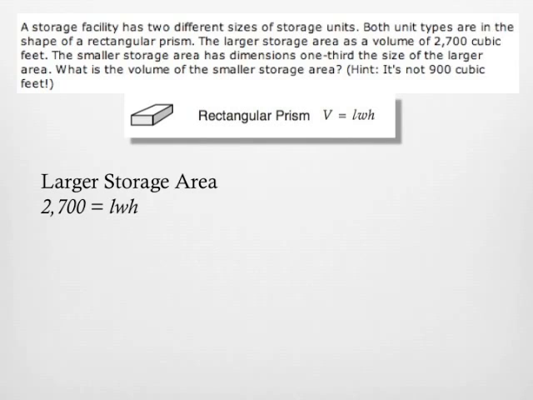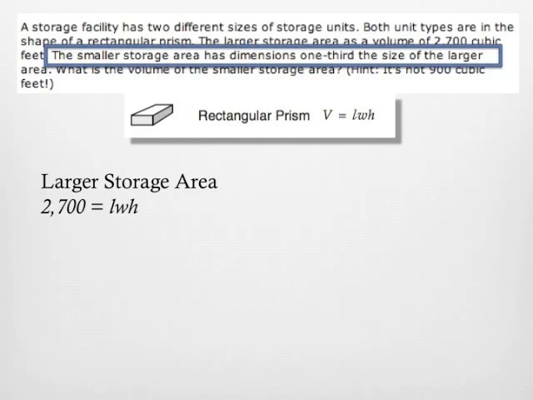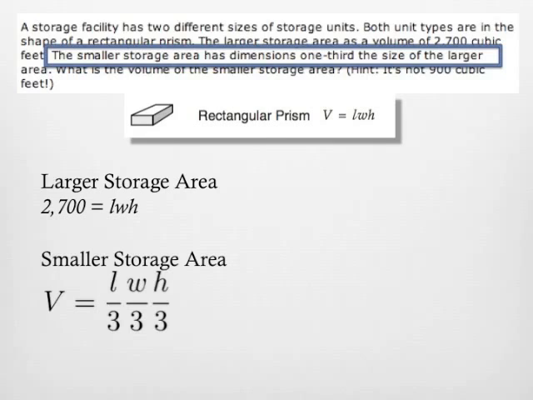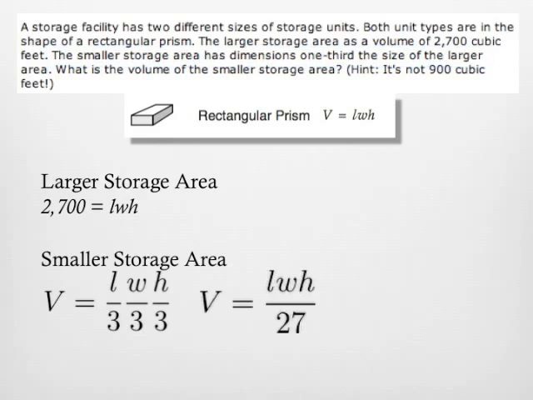So in the case for our large storage area, we're dealing with 2,700 cubic feet equals length times width times height. So we know the smaller storage area has dimensions that are 1/3 the size of the larger. That means that I have to take the length, width, and height for each of those new dimensions, each of those new sides, and divide them by 3. I take a third of the old length, a third of the old width, and a third of the old height. When I do that, I multiply straight across.